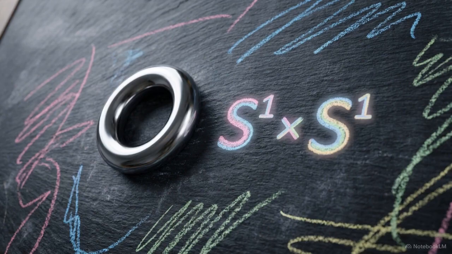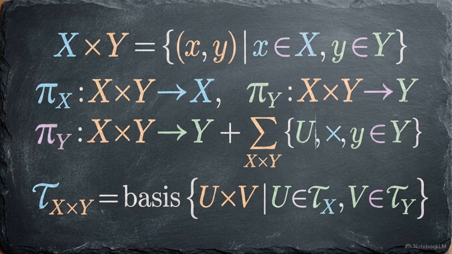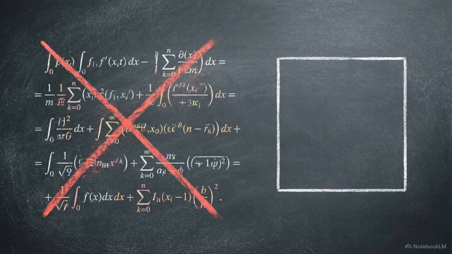We step up the complexity with our second example, the torus, defined as the product space S1 cross S1. While Theorem 60.1 computes this by evaluating product spaces, that method becomes unwieldy for shapes with multiple holes. We need a more scalable tool, the polygonal labeling scheme.